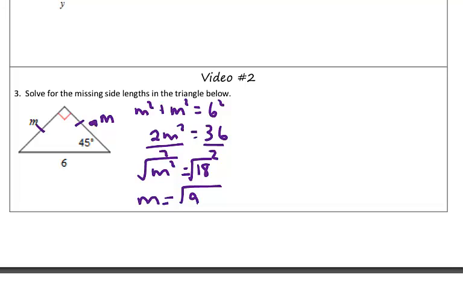Well, the factors of 18 are 9 and 2. So we know that 9 is a perfect square. And the square root of 9 is 3. What's left under the radical? That 2 there. So m is 3 radical 2, which means both of our side lengths are 3 radical 2. So this solves it. Ta-da! Done. However, there is another approach.